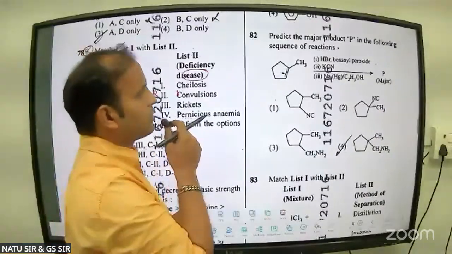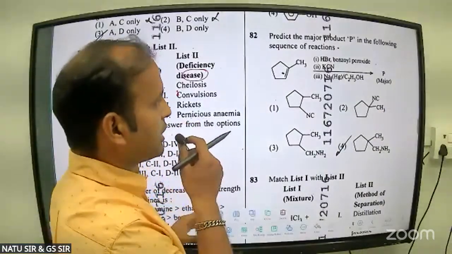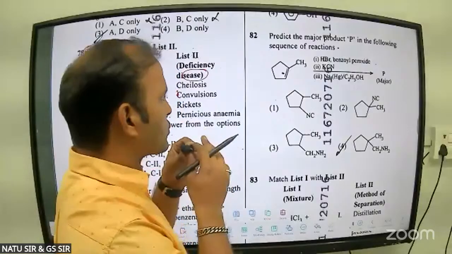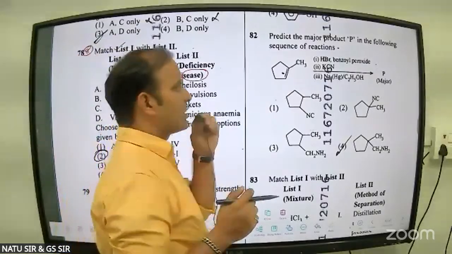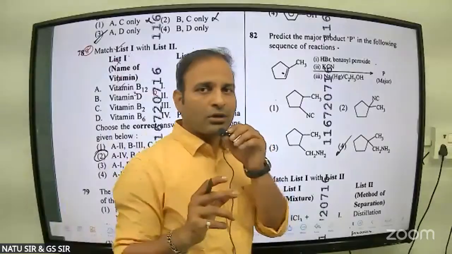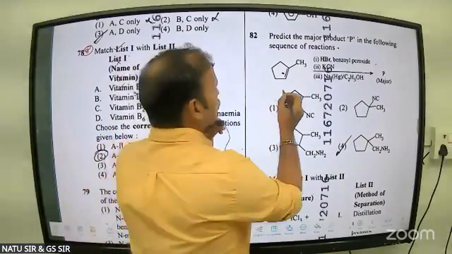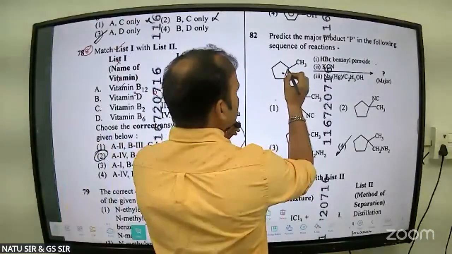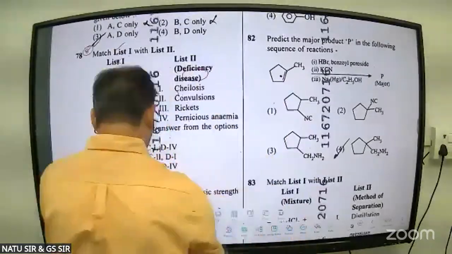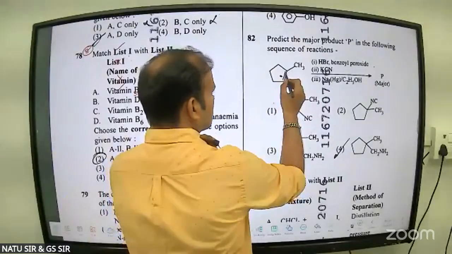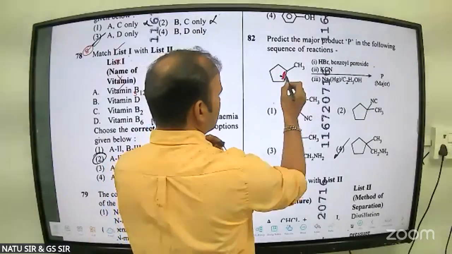Then question number 82. The predicted major product P in the following reaction. This is again one of the good questions. अगर हम यहाँ पे HBr के बारे में बात करते हैं, HBr in the presence of benzoyl peroxide is equals by the free radical addition रहेगा, तो Br add कहाँ होगा. This bond will break after the addition of Br.